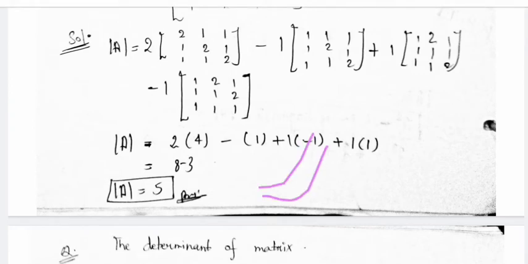So this is a very easy process to find the determinant in just a few seconds. If you go through the given instructions in the question, it is a very lengthy process. But if you follow this procedure, you get the answer in just a few seconds. Okay, now come to the next question.